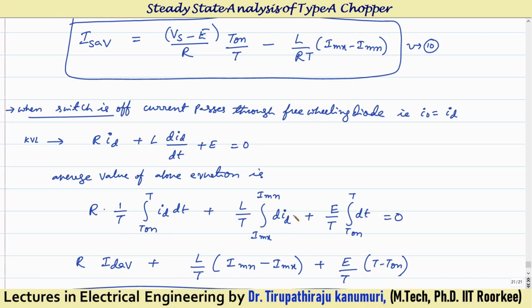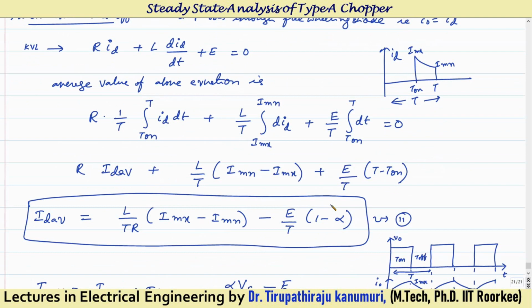How the current is varying? Current is varying from maximum value to minimum value. Here the current is varying from maximum value to minimum value. The current is varying like this. So this is t on, this is t. It is varying from maximum value to minimum value. So this is the diode current. Okay, out of the total duration t, it is only conducting for this much duration, t on to t. Total duration is 1 by t. That's why I have divided with 1 by t everywhere.